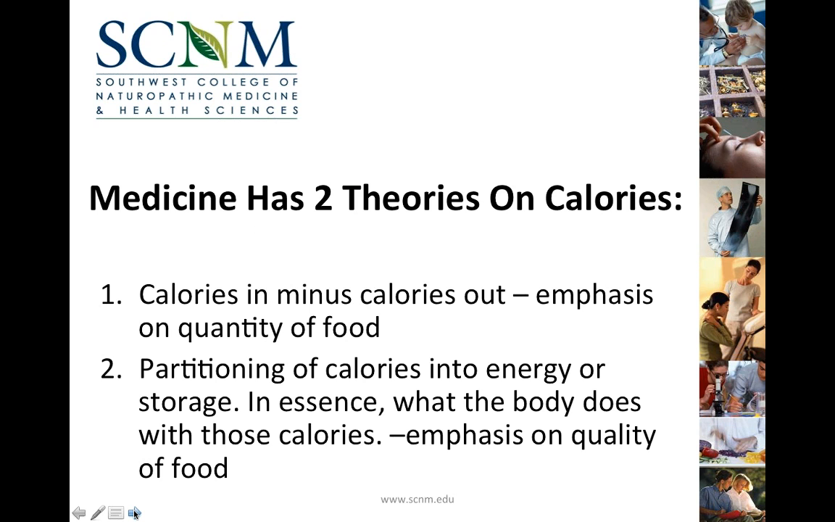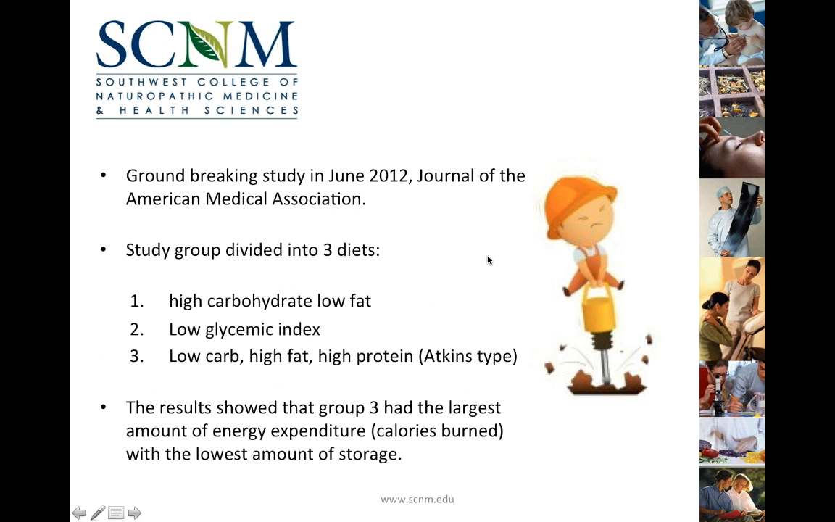And you'll see this really in this next study. So there was a study that came out last year by the American Medical Association, and they took 3 groups of people and they fed them these 3 different types of diets, 1, 2, and 3. And the results showed that the people in group 3, which was a low-carb, high-fat, high-protein diet, had the largest amount of calories burned with the lowest amount of fat storage. So again, it's the quality and the quantity and the types of food.